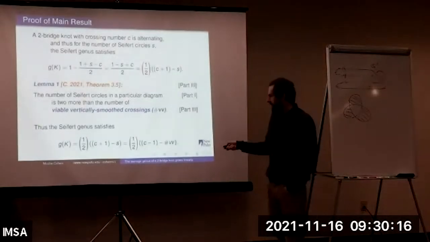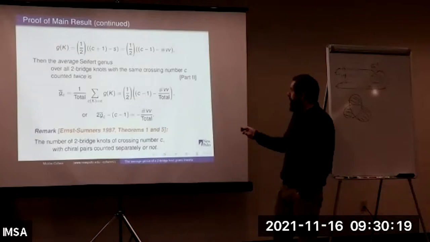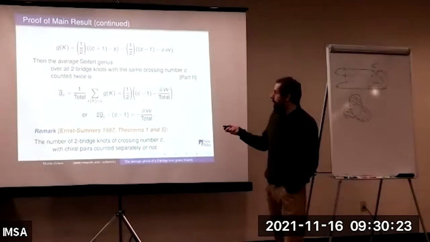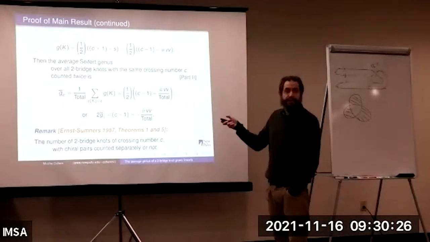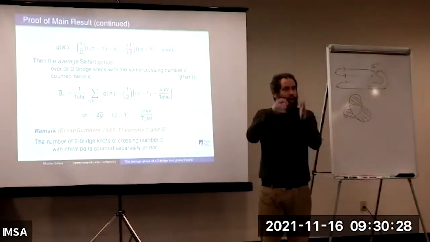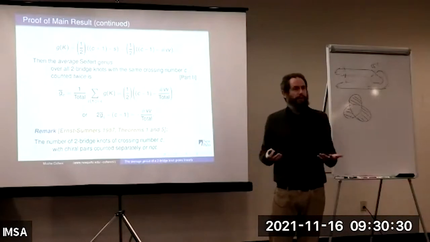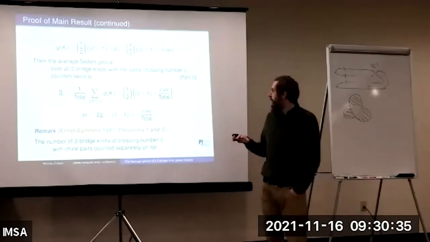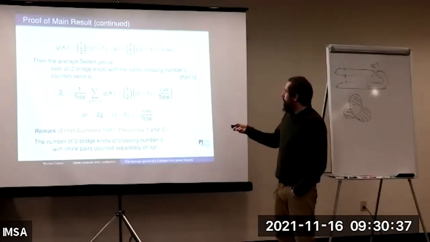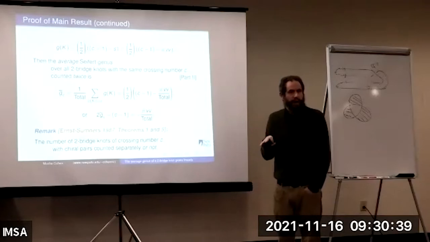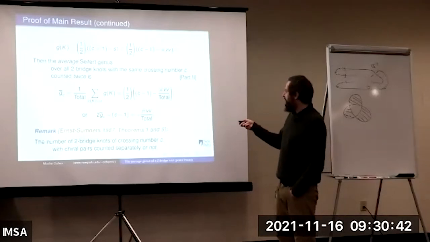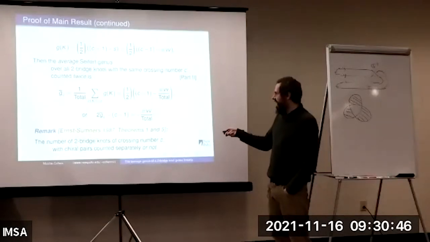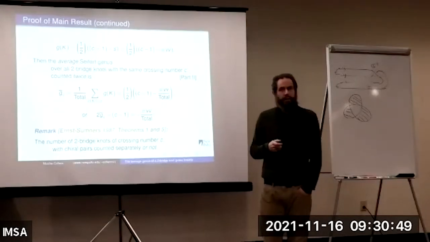I'm going to take this and put it on the next slide. So here it is up here. Now I want to take the average. I'm going to sum over the genus of every knot for a given two-bridge knot, over all possible knots of a given crossing number, and divide by the total number. What we get is 1/2 C minus 1, because those are constant for a given crossing number, and then the number of VB over the total. I just want to isolate this, and I'm going to put it on the next slide.